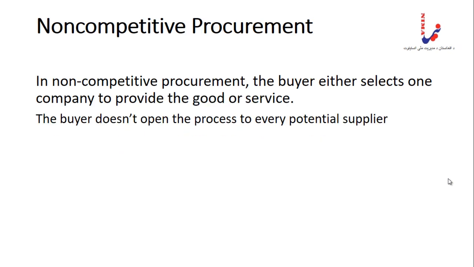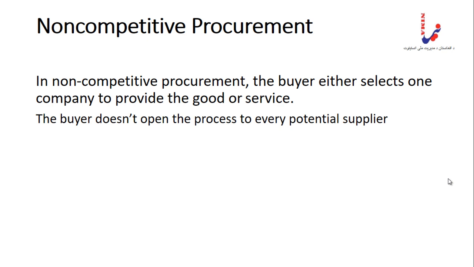The second method is the non-competitive procurement method. In the non-competitive procurement method, the buyer selects one company, or we can say one supplier, to provide the goods or services. The buyer doesn't open the process to every potential supplier.